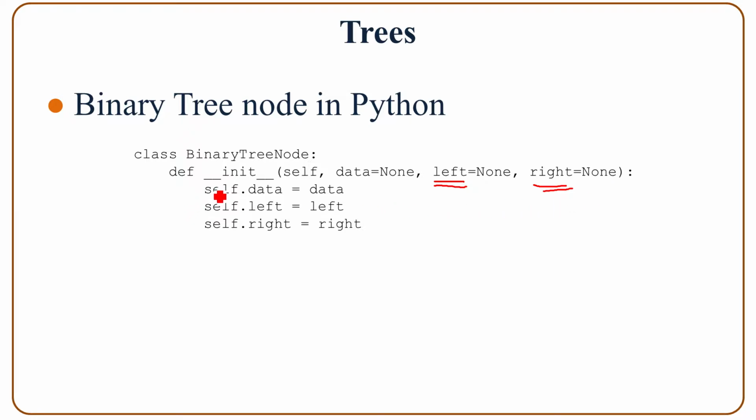So in the constructor, data by default is None if you don't pass anything to the object. So data is then stored to the variable data of the newly created object based on this class. So data is stored in the variable data, and left is stored in the variable left, and right is stored in the variable right.